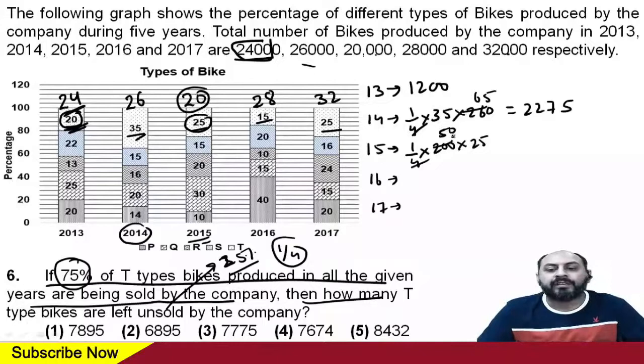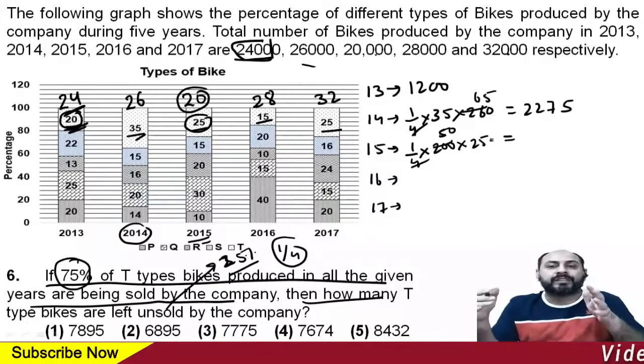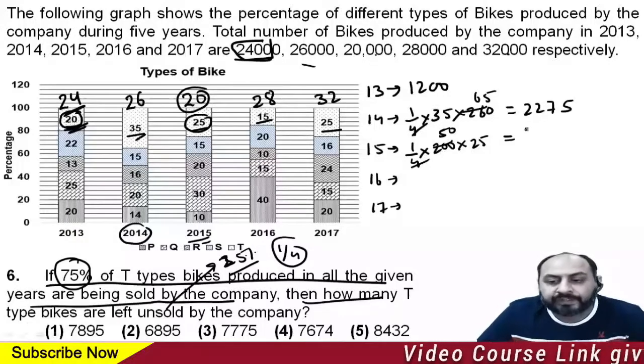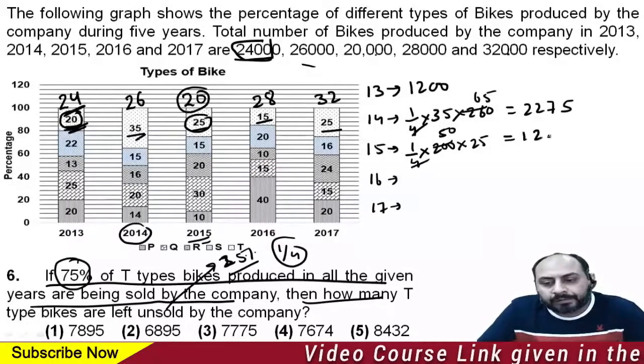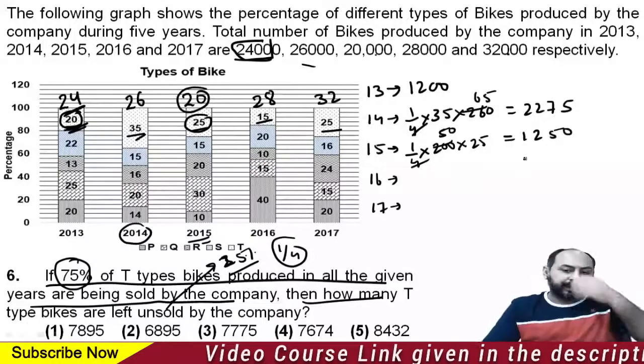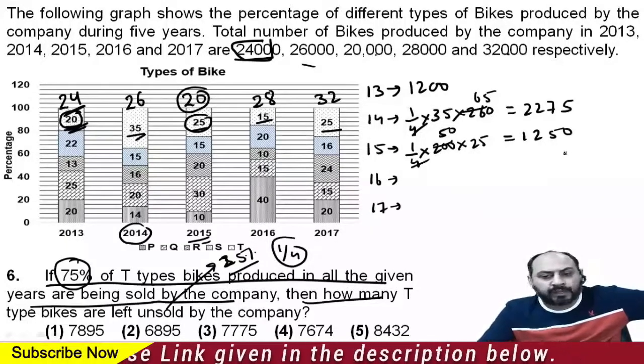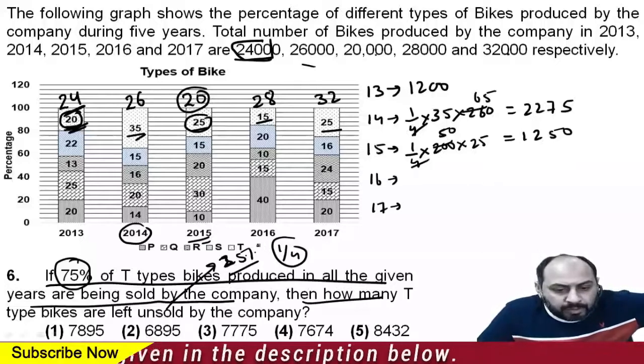So 25 into 50 will be how much? So now you can easily do a square of 25, that is 625, and double of that, 625 into 2 is 1250. Getting it? Or you can also do 50 square and then half of it. Again, it will come 1250 only.